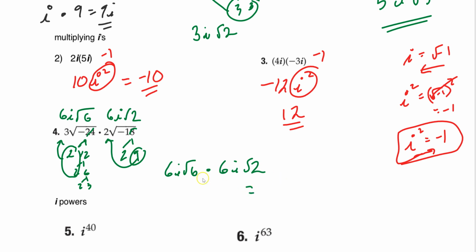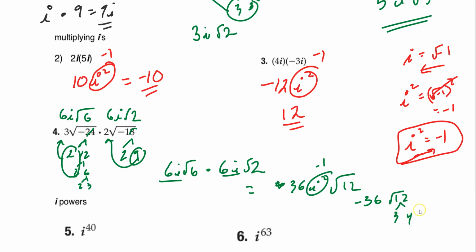Multiply them together: you always multiply outside by the outside, 36i squared. Multiply the inside by the inside, radical 12. i squared is -1, so I get -36 rad 12. Almost done. Rad 12 I could break down: 3 times 4, and the square root of 4 is 2. So you multiply and you get -72 rad 3. Isn't math great? So that's our answer. Through all that, you get -72 rad 3.